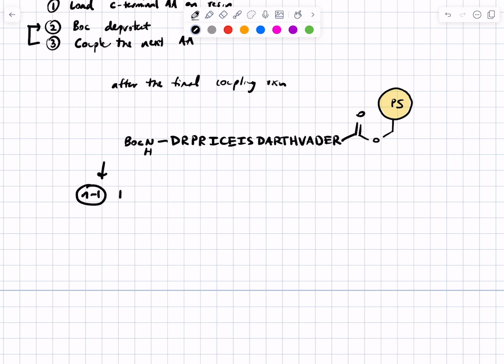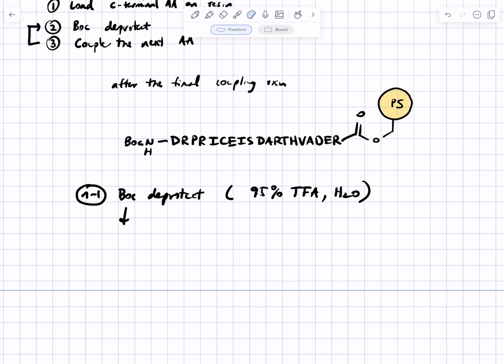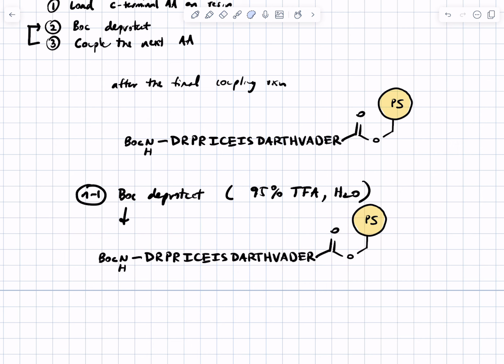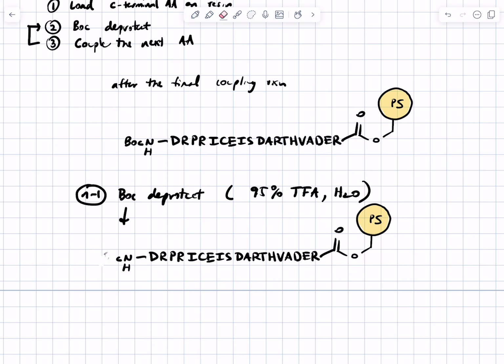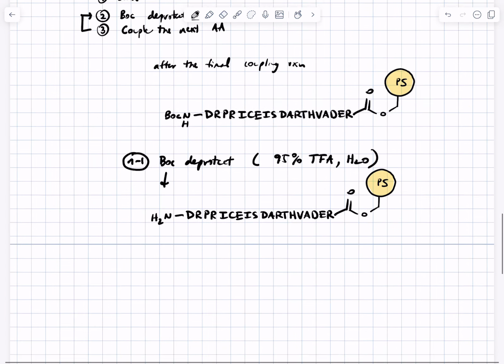How's that? Boc deprotect. We're going to remove the final Boc group. That's using 95% TFA and water, which is great. What's that going to give us after that step? Well, the N-terminus will be the free amino group rather than the Boc protected amine. So I'm going to go ahead and erase the Boc group and replace it with just the amine.